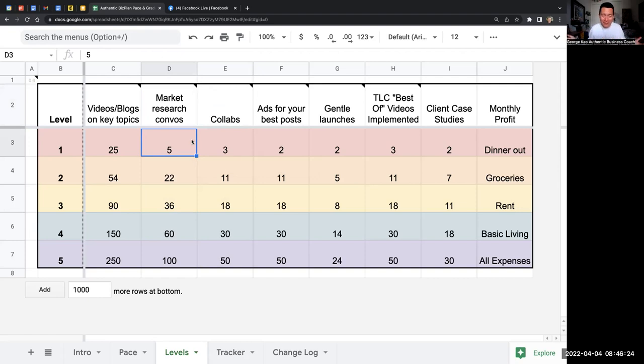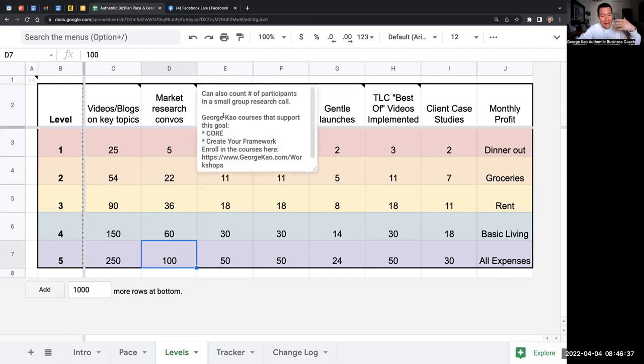You've already reached level 1, right? Et cetera. And maybe 100 means you did 20 small group research calls with 5 people on average each. You see what I mean? So it could be group calls, it doesn't have to be individual conversations, but individual conversations can be very, very helpful.